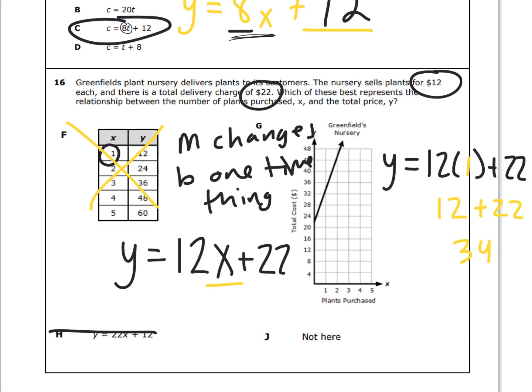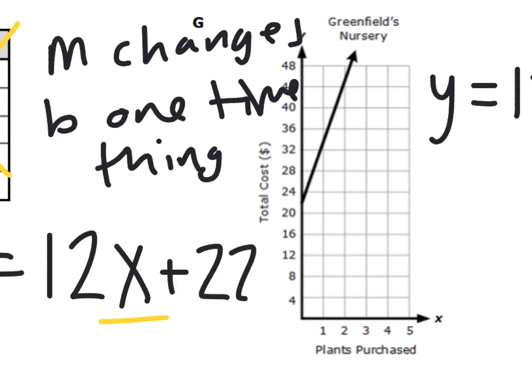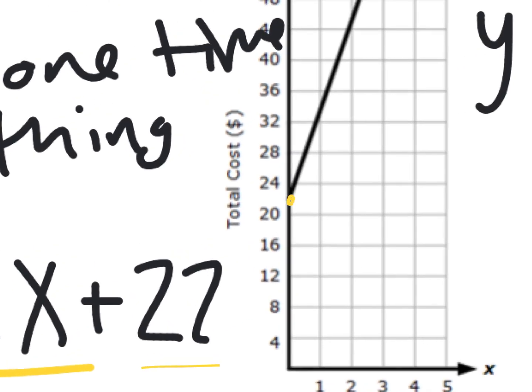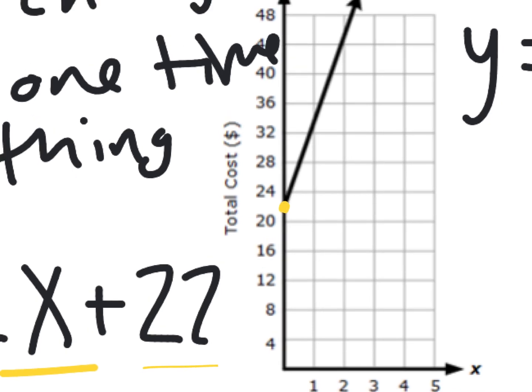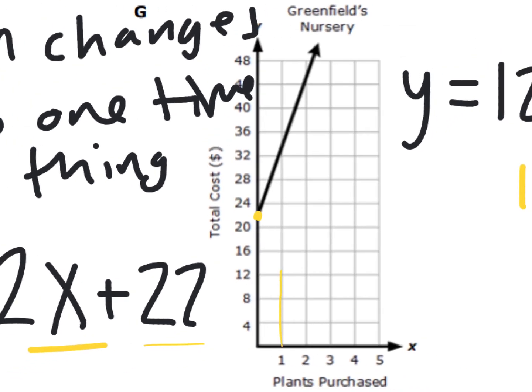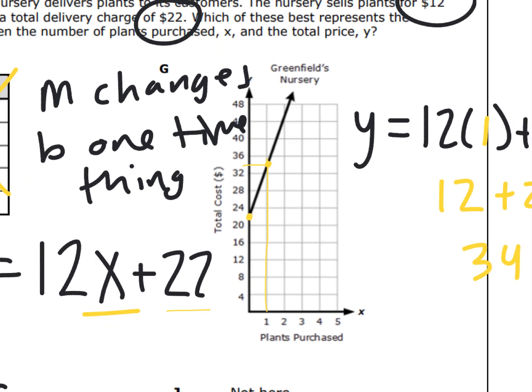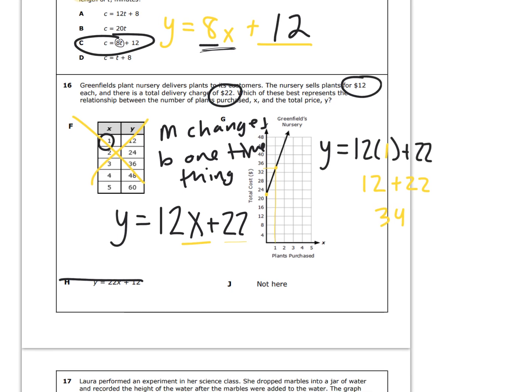So now I have to check here. My B says it crosses at 22. This definitely crosses at 22. And then we just found out that 1 has to go with 34. If you look carefully, it does cross halfway between those two values, which would be 34. So in this case, G is our answer.